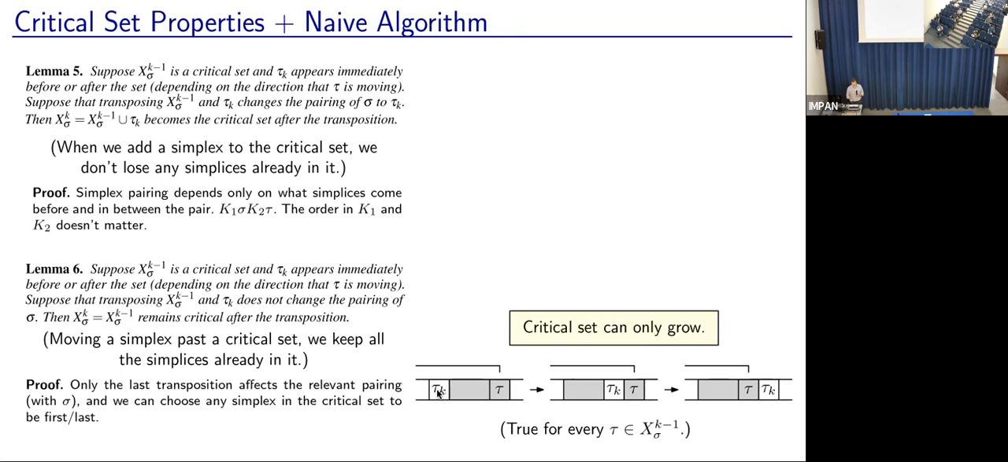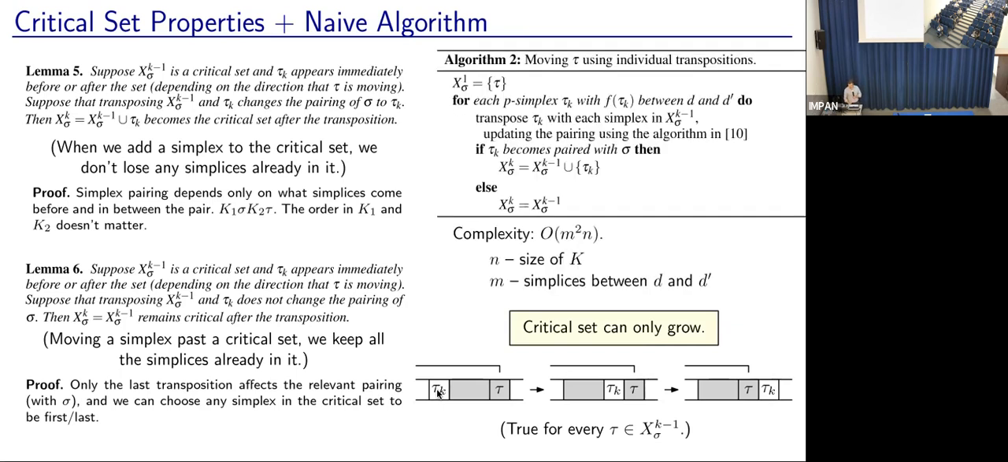Because of this, you can imagine a very simple and very naive algorithm, which simulates what we've been doing. Let's take our simplex tau k and keep dragging it through the filtration from wherever it started, G, to the target G prime. Every time I encounter a new simplex, I transpose tau k with everything in the critical set, and I check what the pairing is. I can perform these transpositions efficiently in linear time, and that's the algorithm. It's not a good algorithm, it's slow.